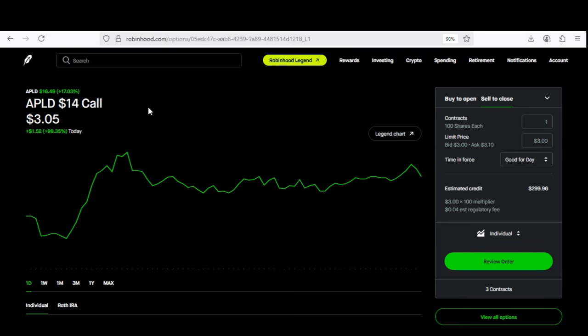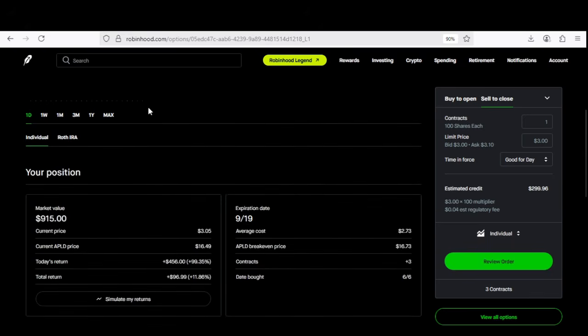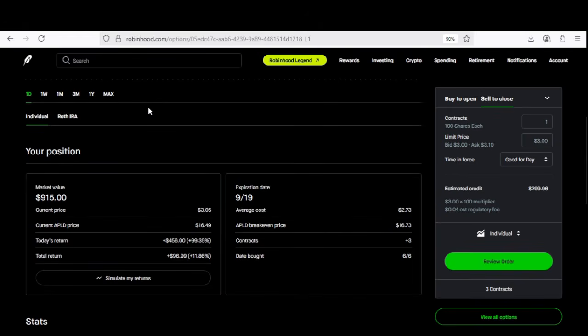Now I'm going to go ahead and show you the details. I'm going to show you how this trade works out, and I'm going to show you how to use it to make consistent income. So let's go ahead and go down. Okay, so here it is. As you can see here, the current value of the options I have is going to be 915.